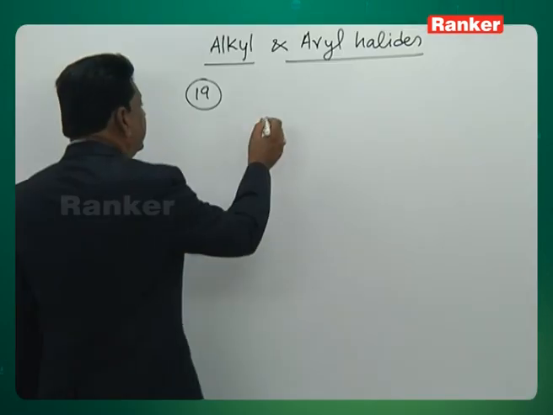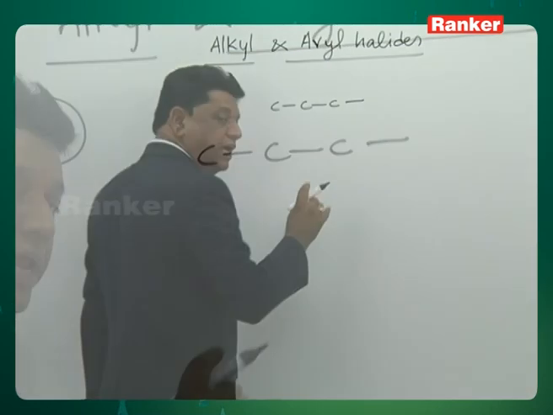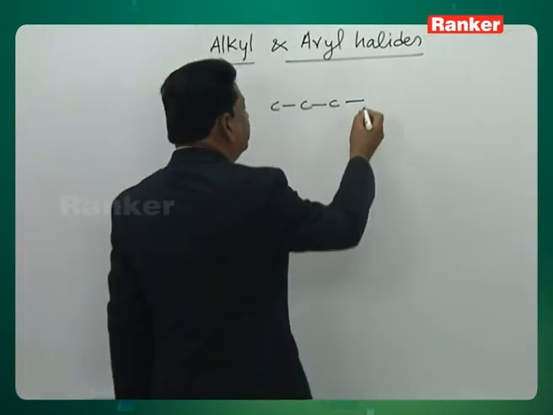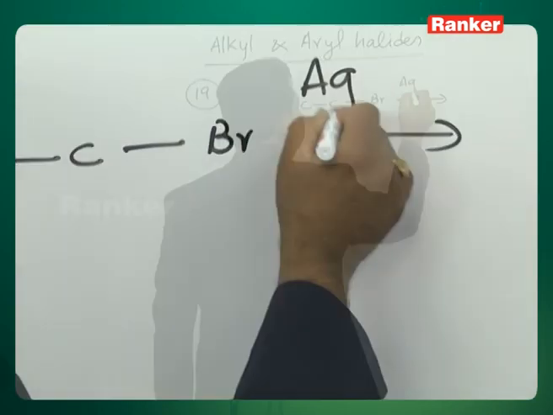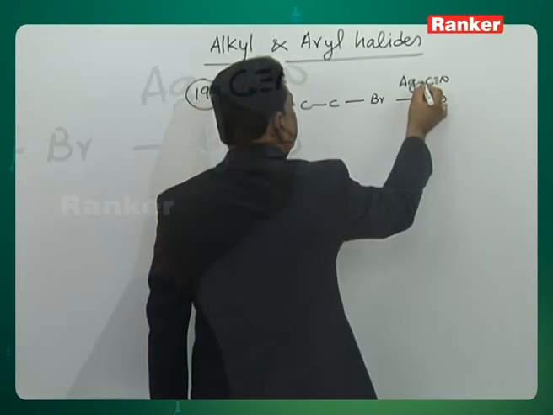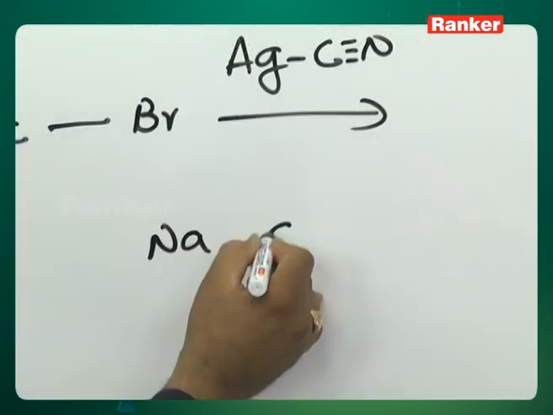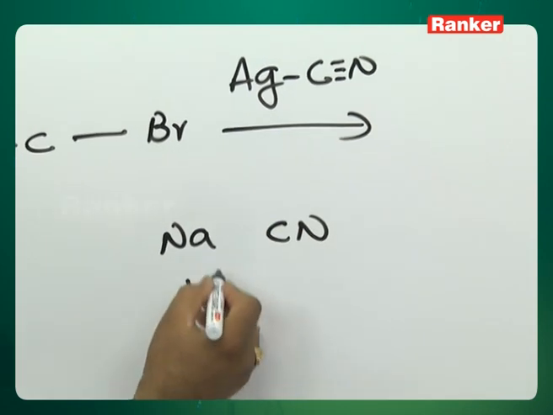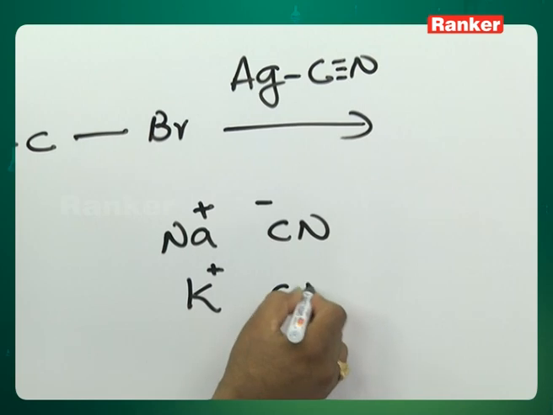Now the reaction is with propyl bromide, a halide or bromide is given; it does not matter which halogen. But here silver cyanide is taken. Silver cyanide has one point to discuss here. Unlike sodium cyanide and potassium cyanide, which have clearly marked plus and minus ions.